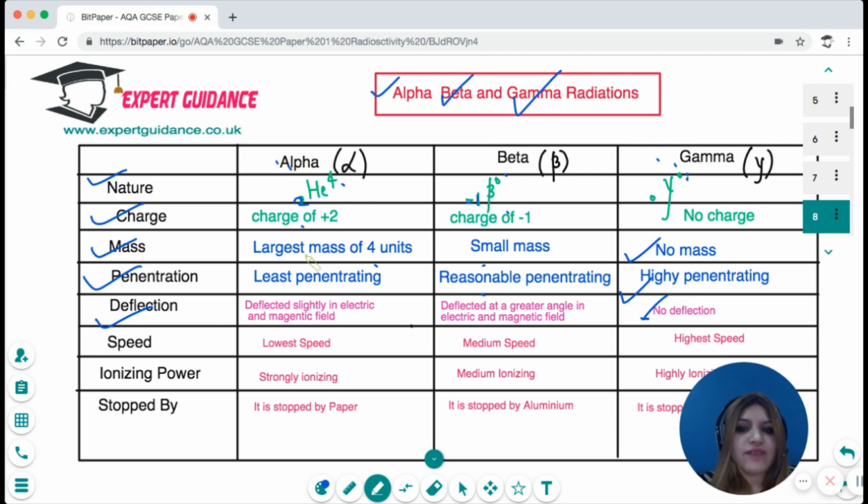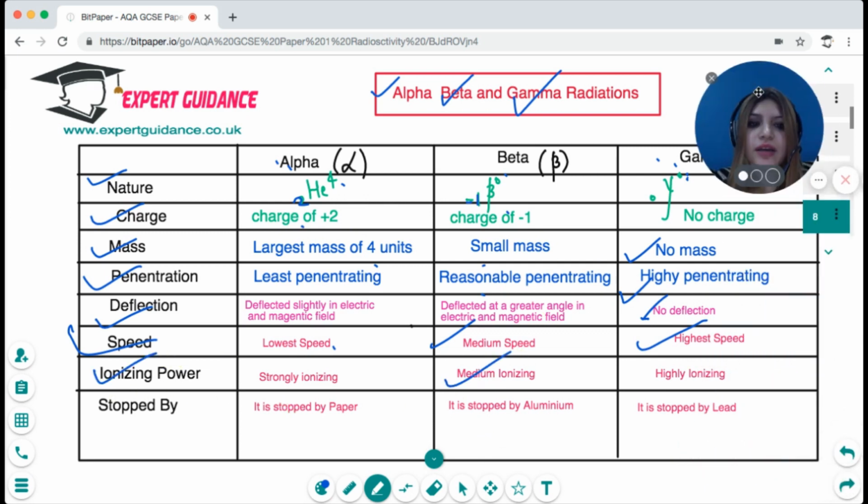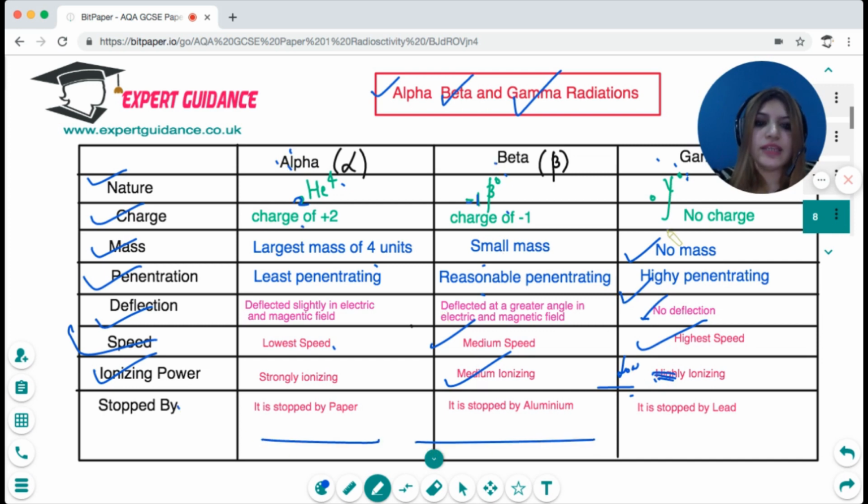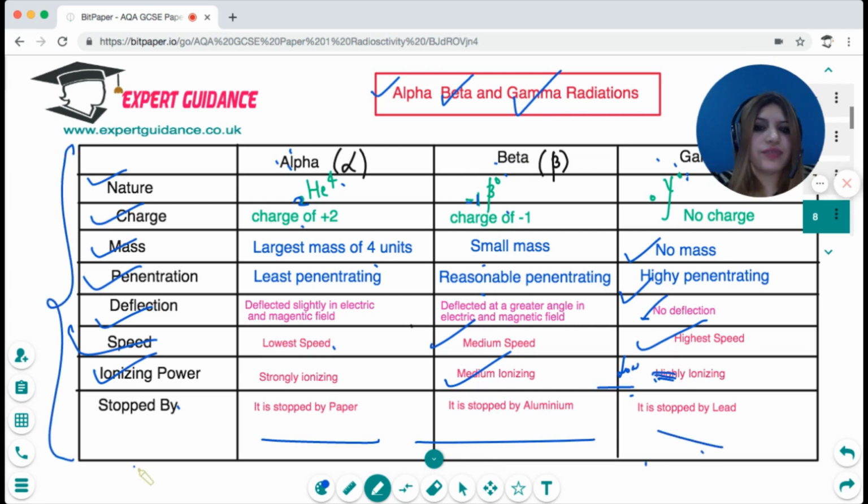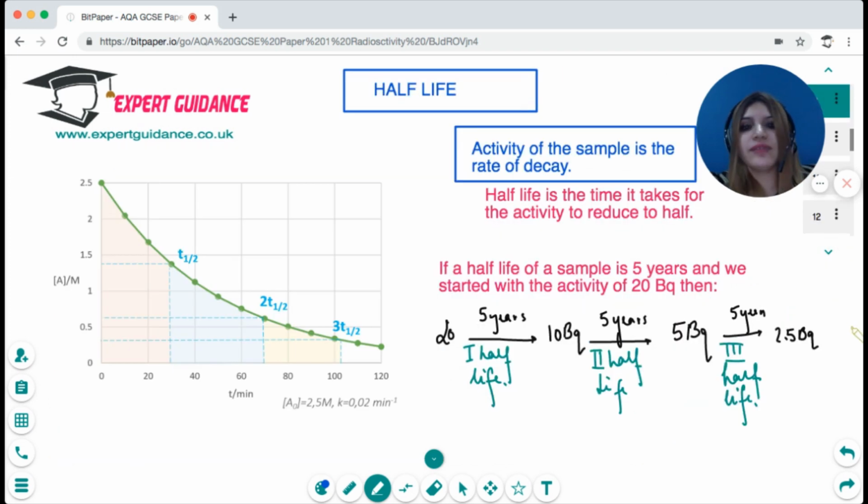Since alpha is heaviest, it makes sense as well to have a low speed. Beta has a medium speed and gamma has the highest speed. And as alpha has the highest charge amongst all, it is highly ionizing. Beta is medium ionizing and gamma is low ionizing. Okay, now alpha can be stopped by paper, so it has the least penetration. Beta can be stopped by aluminium, gamma can be stopped by lead. So you should remember all these differences and features of alpha, beta, and gamma.